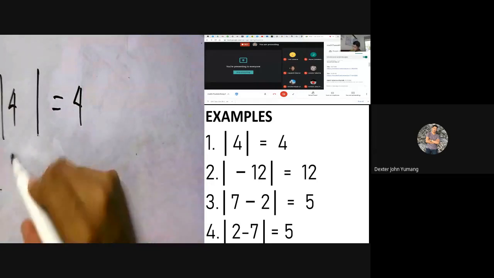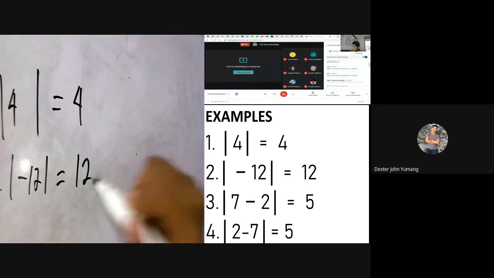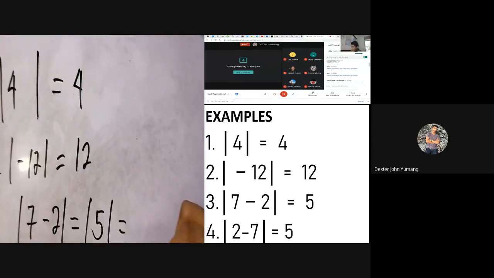Next, the absolute value of negative 12. What is the positive number of negative 12? That is positive 12, right? Next, what is the absolute value of 7 minus 2? Subtract first. 7 minus 2 equals 5. And what is the absolute value, or the positive number, of 5? That is 5. So that's all there is to it. Always take note that absolute values are positive. Okay, type done if you're done with these examples.